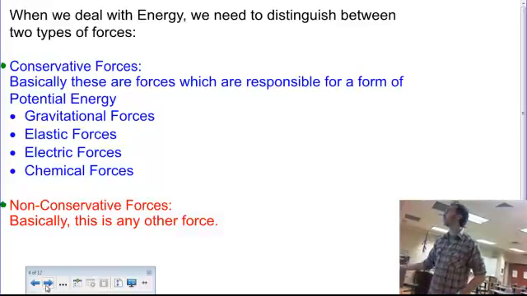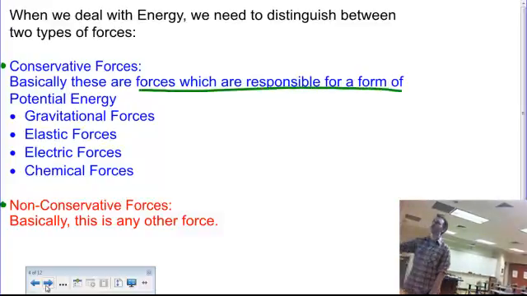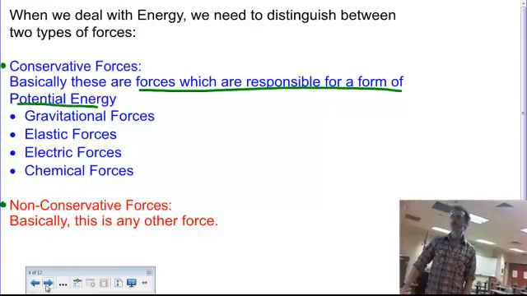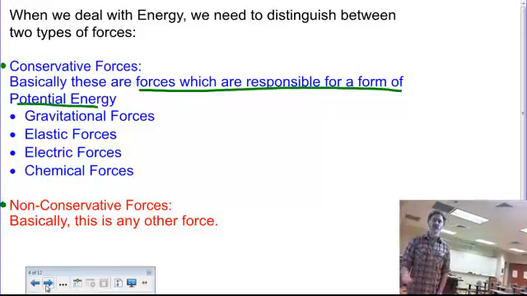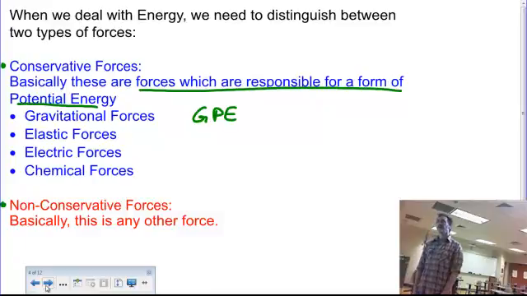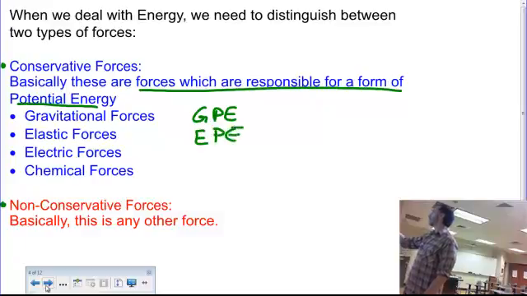Basically, a conservative force is a force which is responsible for a form of potential energy. Okay? So gravitational forces are conservative. Gravity is a conservative force because we account for the force that gravity applies when we talk about gravitational potential energy. Similarly, if we account for elastic potential energy in a problem, because elastic potential energy is a form of energy, the force applied by a rubber band would be a conservative force.